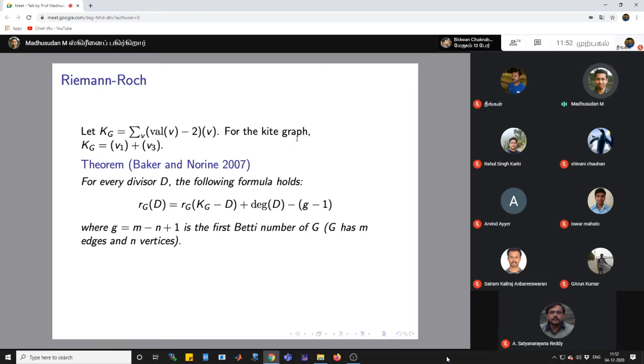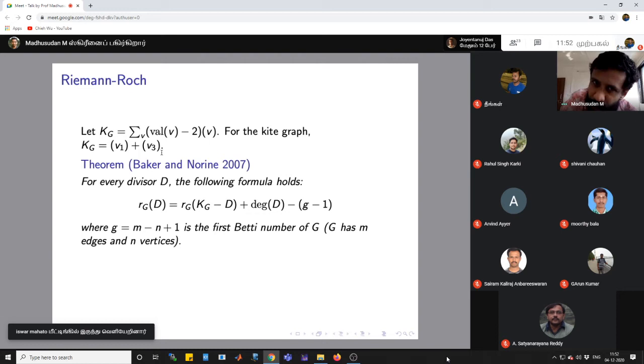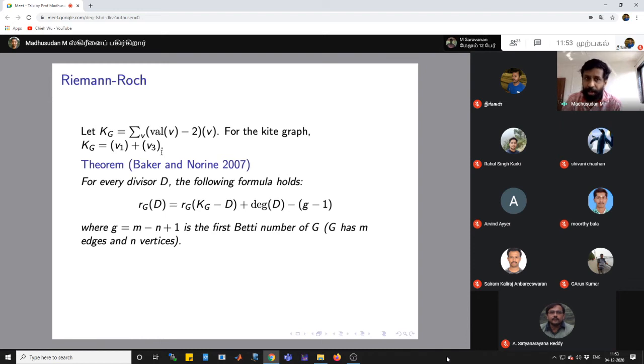And so for instance, for the kite graph, the canonical divisor will be (V1) plus (V3), right? Because these two vertices have valence 3, the other two vertices have valence 2, so their coefficient will be 0. Okay, so this is the canonical divisor, and the theorem of Baker and Norine gives us a formula for the rank. Let's see what it is.